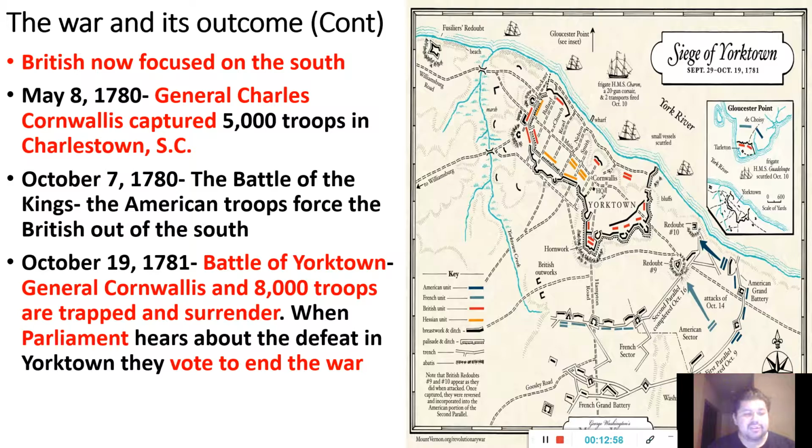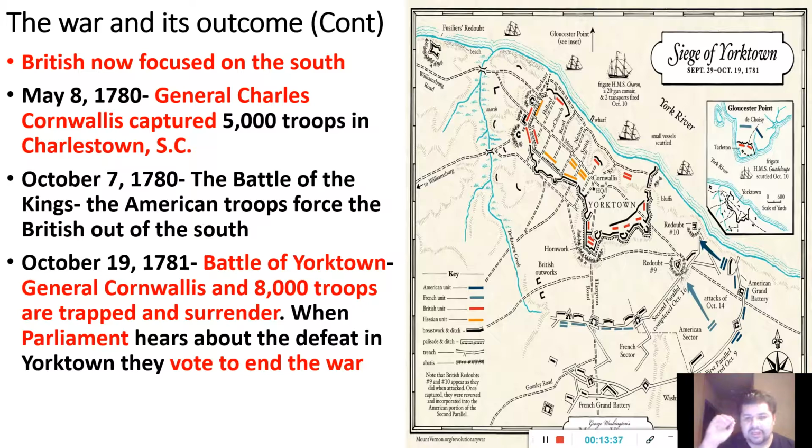And what happens is by October 7th, 1780, at the Battle of Kings Mountain, the American troops actually forced the British out of the South. So you got one group of British coming down from the north to the south, and you got this group of Cornwallis coming up. And they basically end up being at Yorktown. Now, I don't know if you can see my little arrow here. The Americans are right here, right? They're attacking this side. The French are over here and stuff like that. The thing is, we surround them.